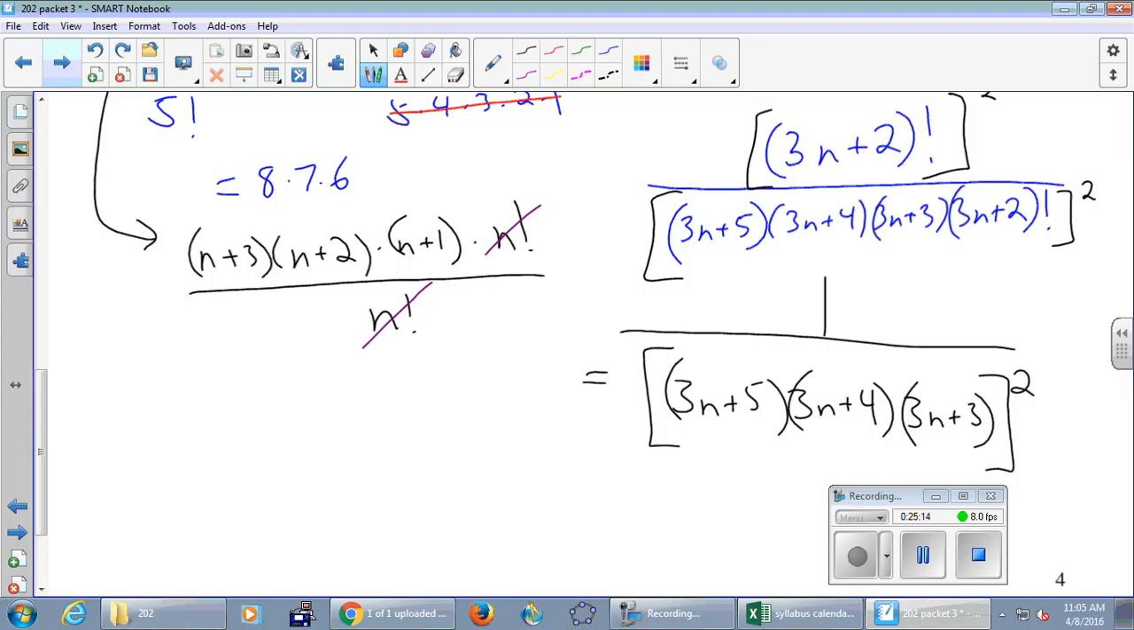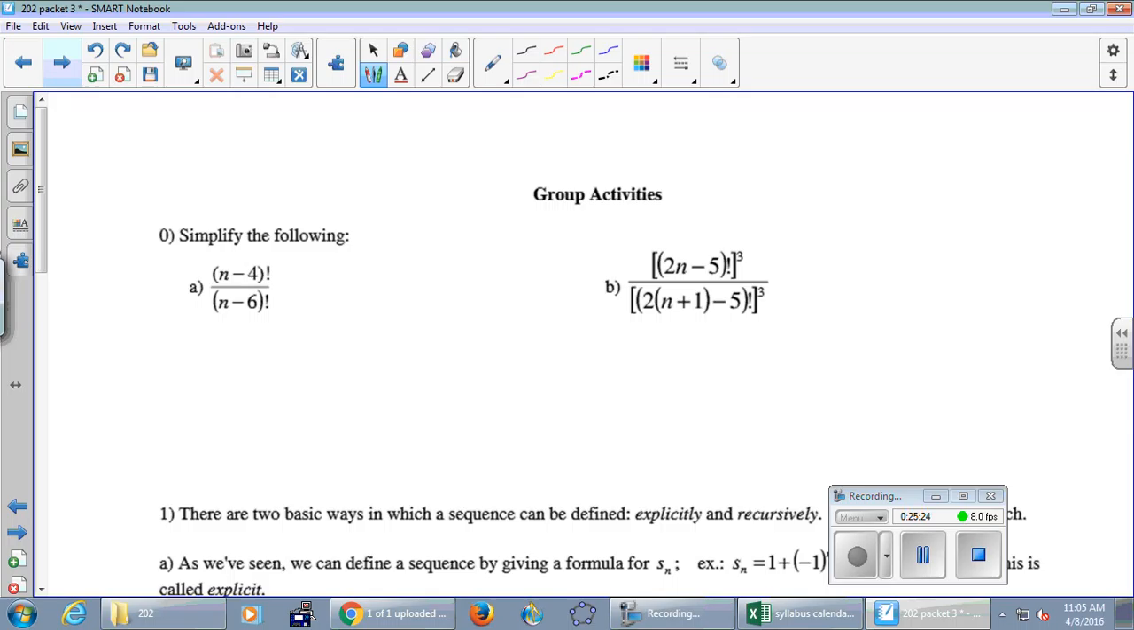Questions on that? Okay, the activity starts on the next page. I think that this part 0 here is the easiest stuff, and there's a lot of stuff after that that's harder. So if you're feeling okay with the factorial things that we just did, then skip 0 and just jump right in there to number 1, right?